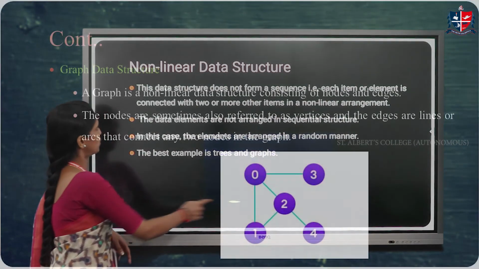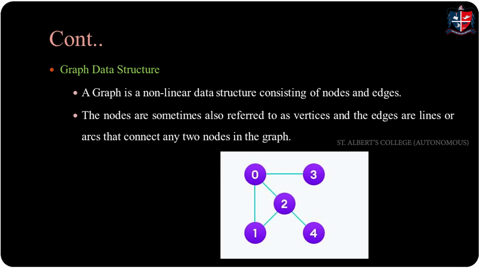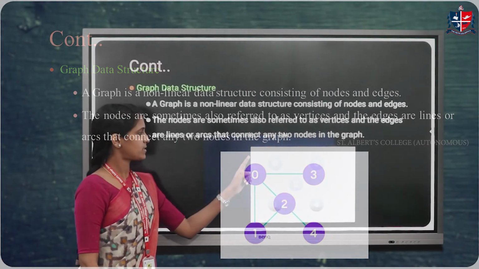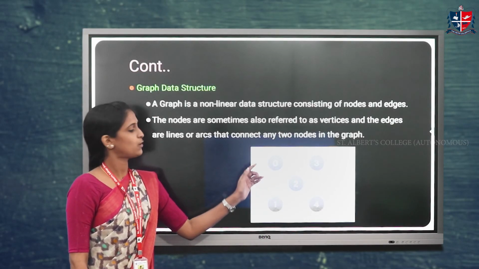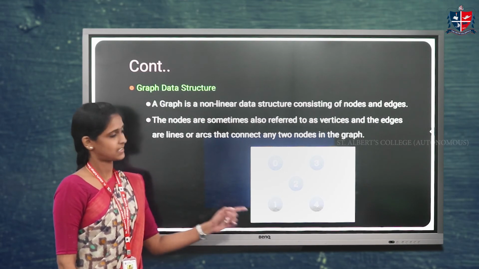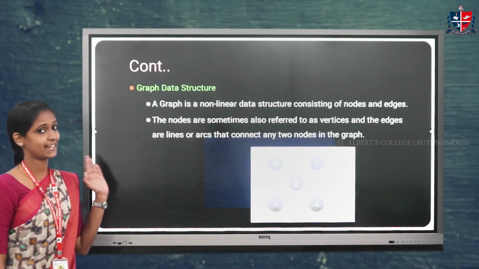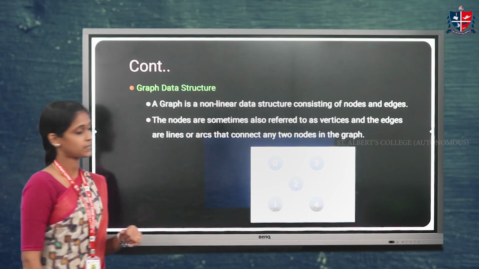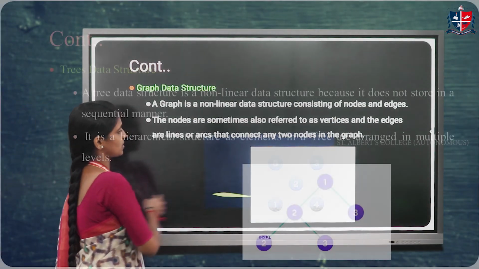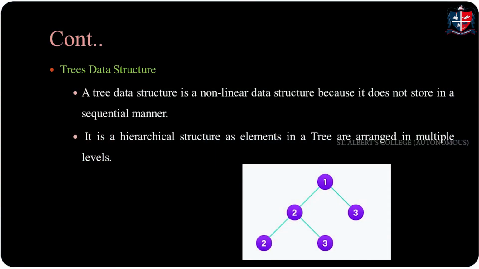Let's check what they are. A graph data structure consists of nodes and edges. The nodes are connected by edges, and the nodes can also be called vertices. The elements are placed randomly. This is the difference between the linear and the non-linear data structure. In a tree data structure, the elements are placed in a hierarchical manner; that is, there are multiple levels.